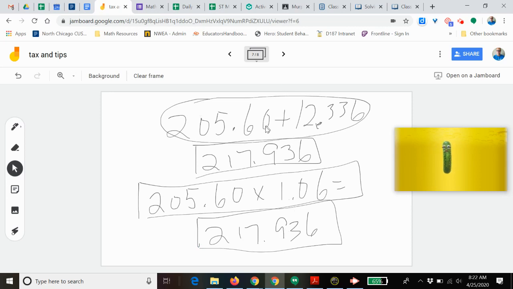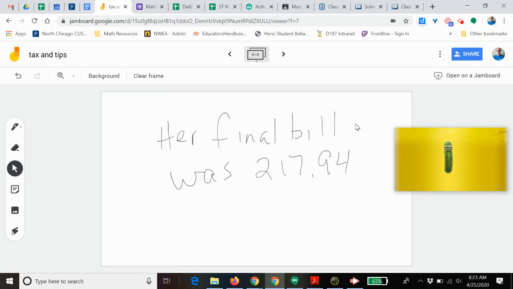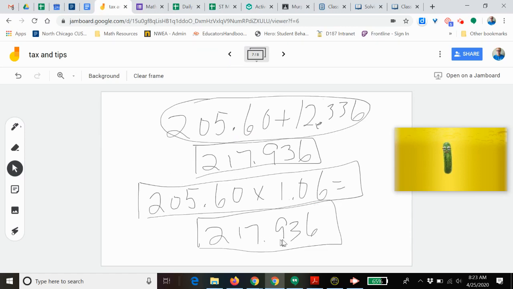But you notice how this was 2 steps and this was just 1 step. The 2 steps is because this 12.336 was the first step. So her final bill was $217.94, because I took the 217.936 and rounded this 3 to a 4 because this is a 6.